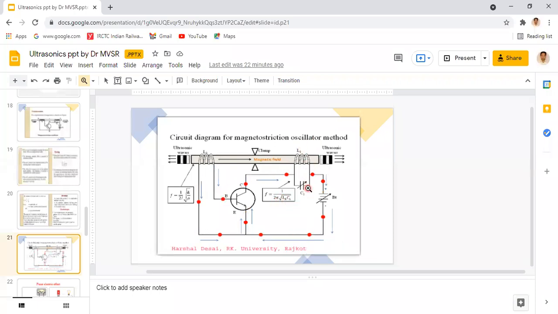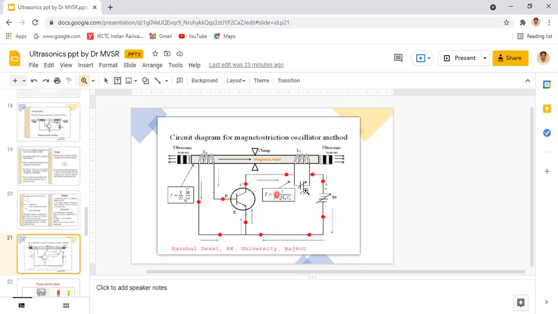Next, the frequency of the vibrating rod, f is equal to 1 by 2L into square root of Y by rho, where Y is Young's modulus, rho is the density of the rod, and L is the length of the rod. In this animation picture, the frequency of the oscillator circuit and the frequency of the vibrating rod are given.